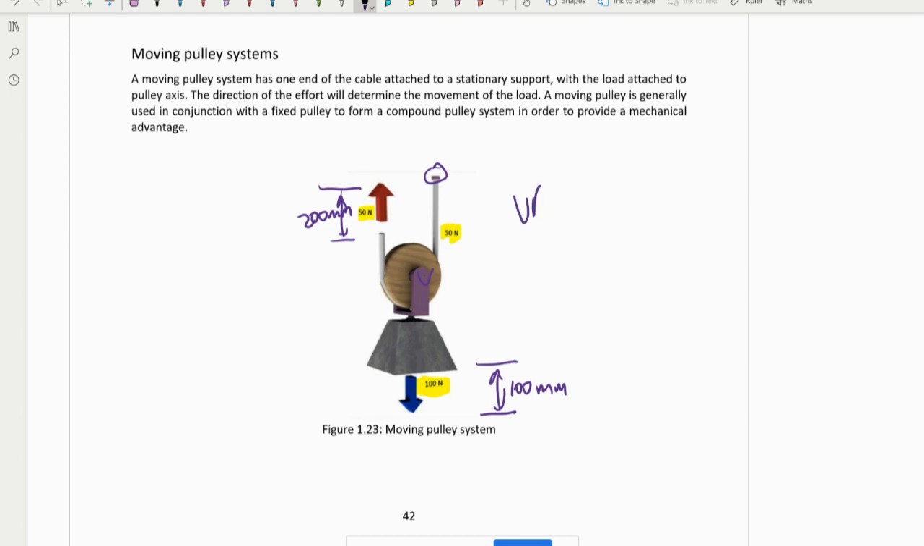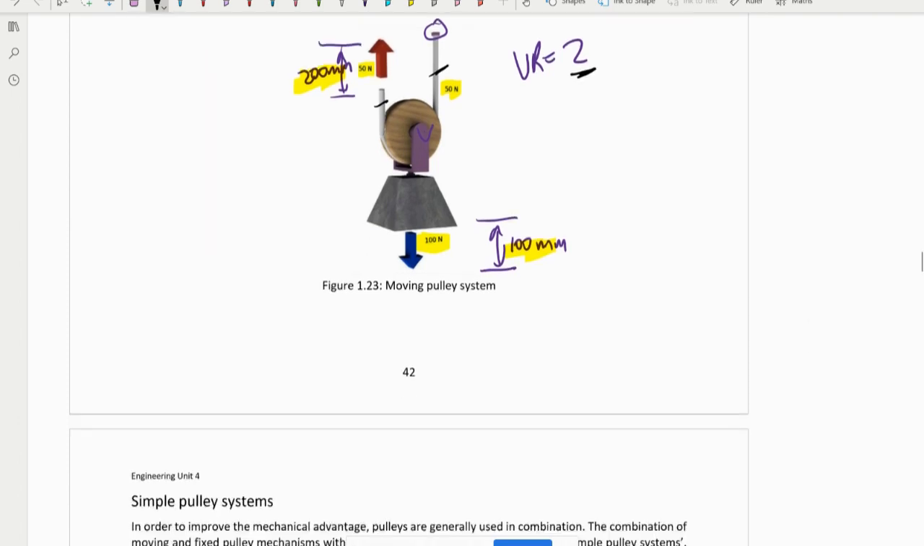So what we could say here is the velocity ratio is 2 because I'm moving the effort twice the distance than the load distance. Now you will notice that, according to this movable pulley, we have 2 ropes attached to it. And the velocity ratio is also 2. So movable pulley, 2 ropes, velocity ratio 2. There might be a link there.